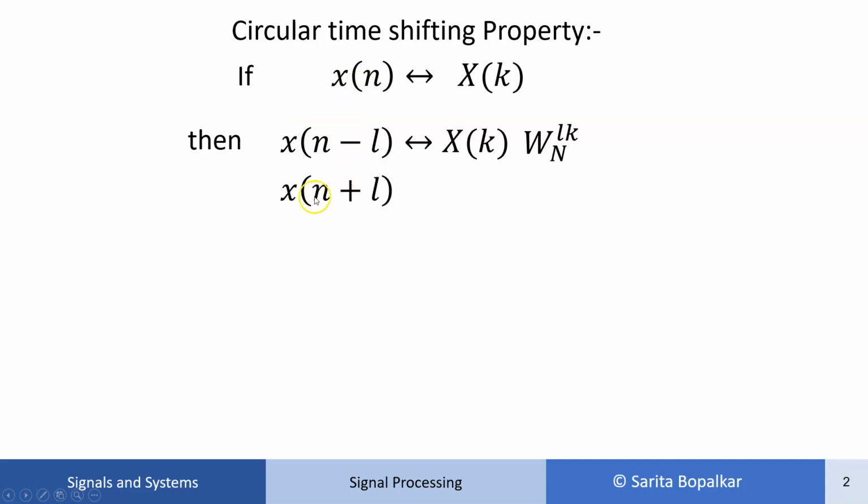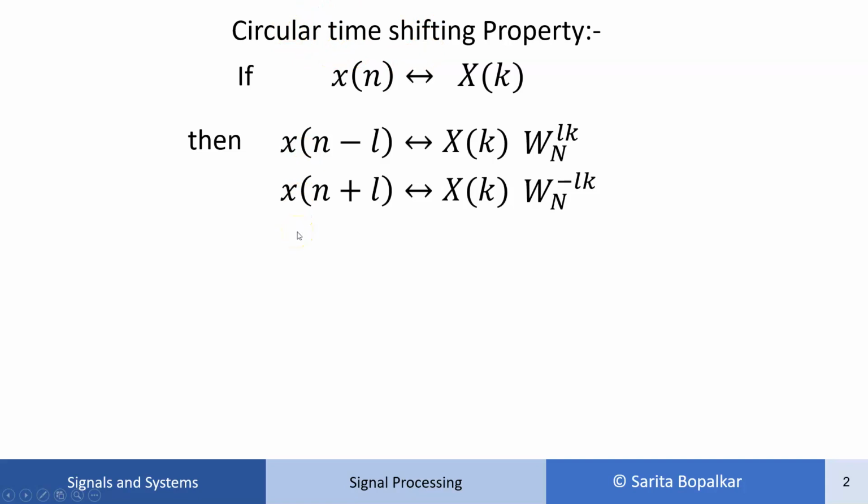Similarly, if we advance the x of n by L units, its effect is that X of k, your DFT, will get multiplied with W_N^(-Lk). So for delay, it gets multiplied with W_N^(Lk), and for advance it will get multiplied with W_N^(-Lk). Now let's understand what we mean by this circular time shift.